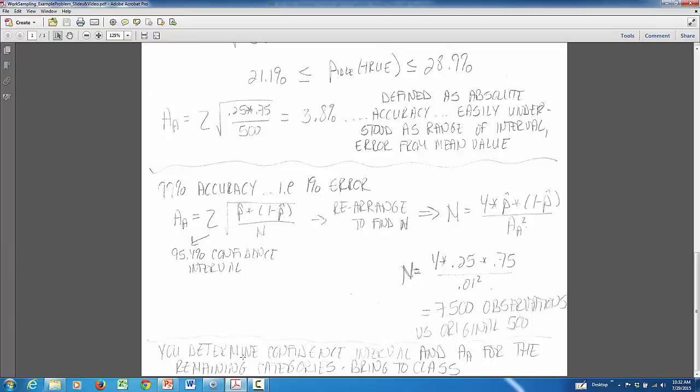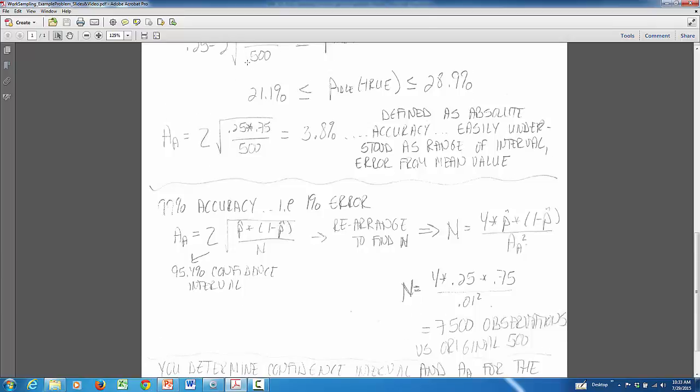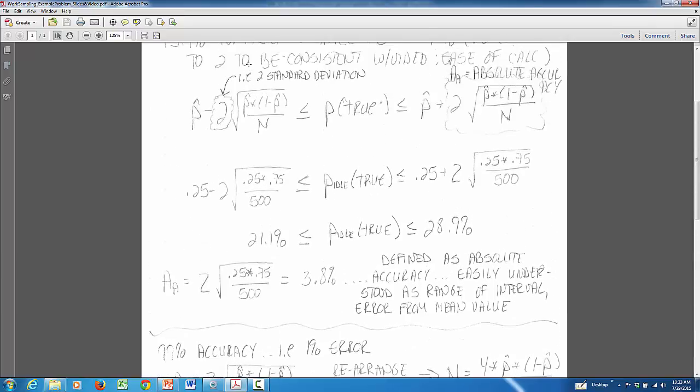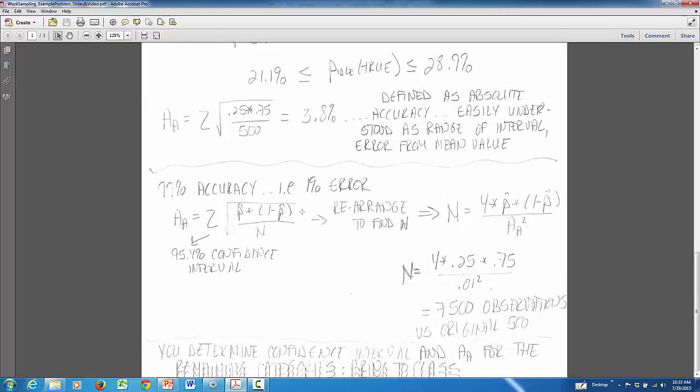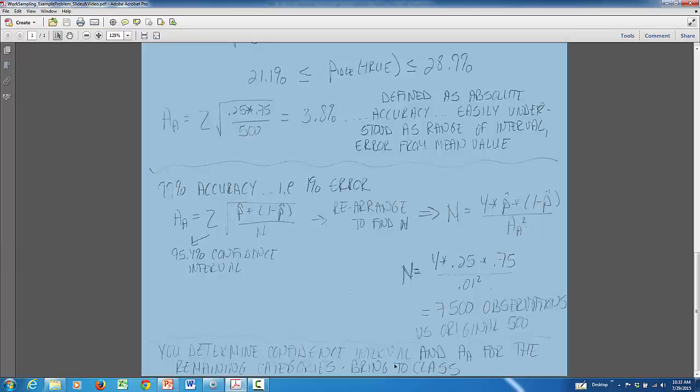Okay, so we determined the confidence interval for the idle time, and the formula is up here. This PDF is posted on PolyLearn for you. And then we also calculated the accuracy, or the error rate, for idle time. And I would like you to go through and do the same thing, calculate the confidence interval and the absolute accuracy, really I like to call it absolute error rate, for the remaining categories, and bring it to class and we'll discuss it.